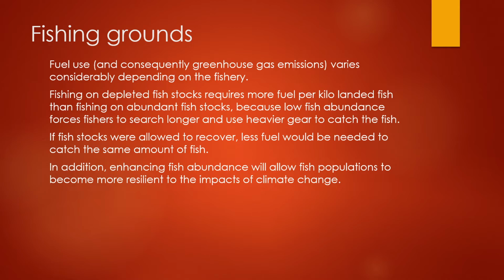Fuel use and consequently greenhouse gas emissions that emit from the use of fuel varies considerably depending on the fishery. Fishing on depleted fish stocks requires more fuel per kilo landed fish than fishing in abundant fish stocks, just because the fishers have to search longer. That just makes sense. They have to look around more in order to find the fish they're searching for, which consumes more gas. It also uses heavier gear to catch the fish. If fish stocks were allowed to recover, less fuel would be needed to catch the same amount of fish because there'd be a larger population and therefore a greater chance of finding them. In addition, enhancing fish abundance will allow fish populations to become more resilient to the impacts of climate change, which is by introducing more genetic variation.